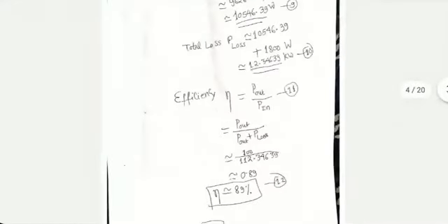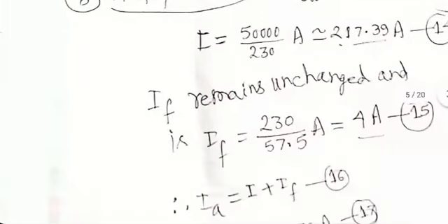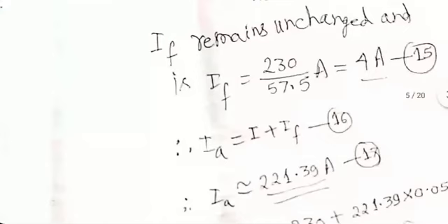Now, same thing has to be done at half load. At half load, the output power will be half of the full load value, which is now 50 kilowatt. So the current will be half of what it was. The load current will be half of what it was in the previous case, 217.39 amperes. But field current will not change. It is still V divided by RF. It will still be 4 amperes. So the armature current now would be 217.39 plus 4 amperes, which is 221.39 amperes.